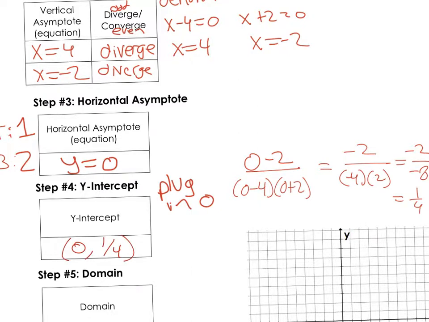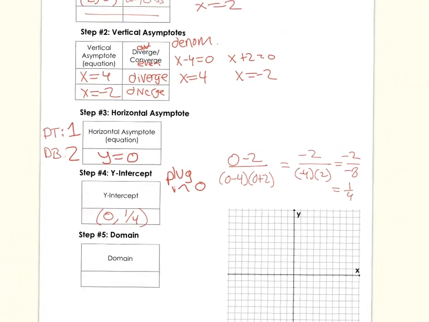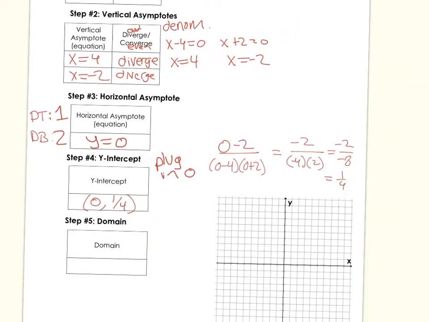0 because we plugged in 0 for x, and 1/4 is what we got when we did the math. Okay? Domain, easiest part. Whatever your asymptotes are, we say x can't equal that.